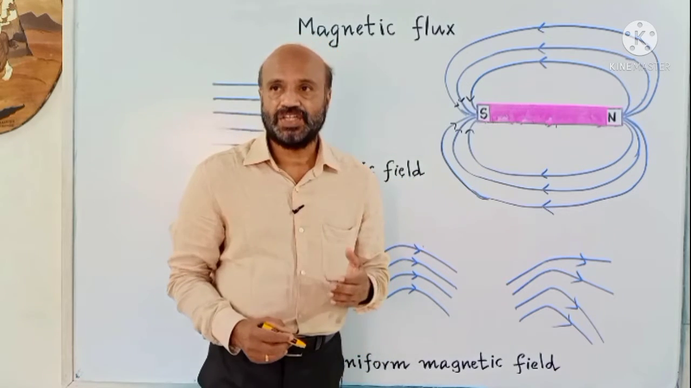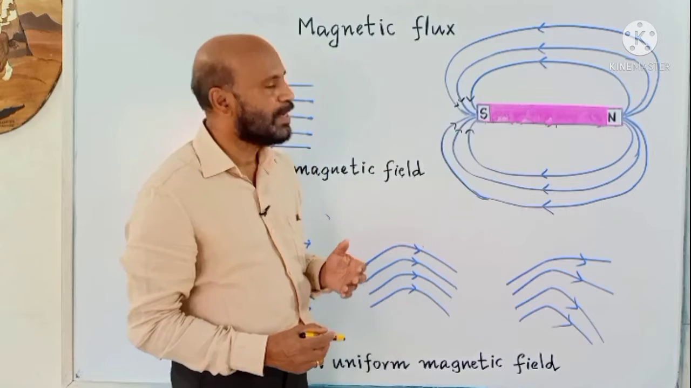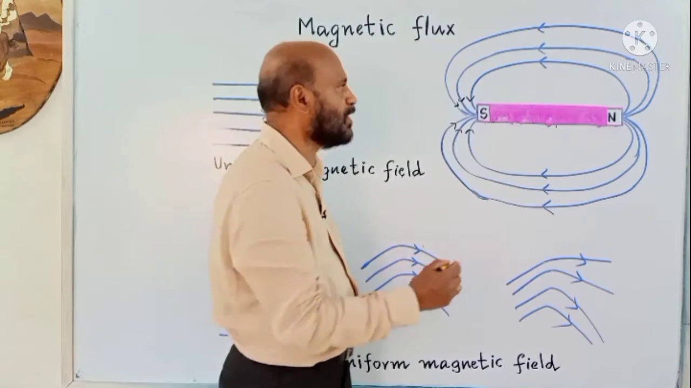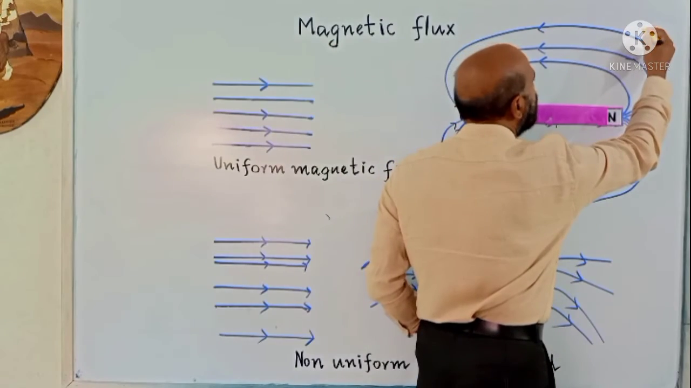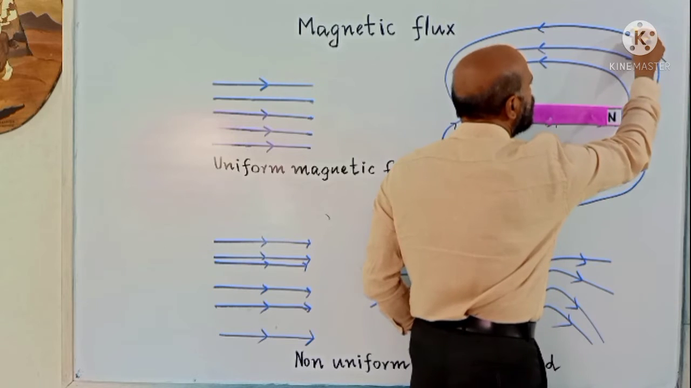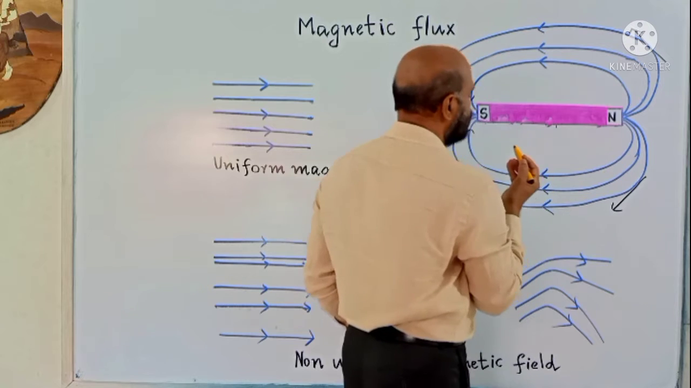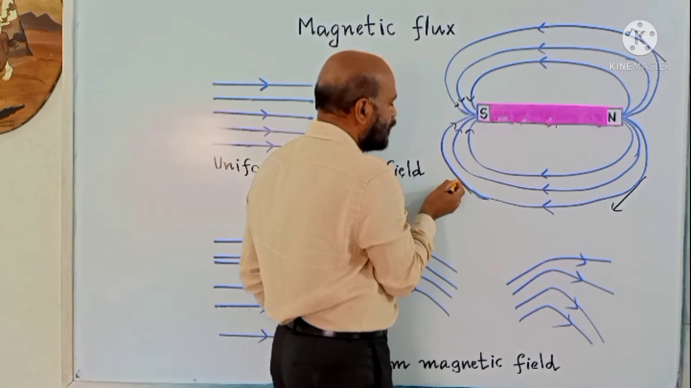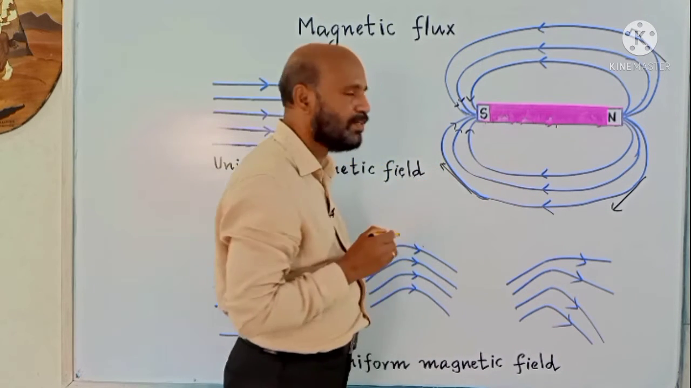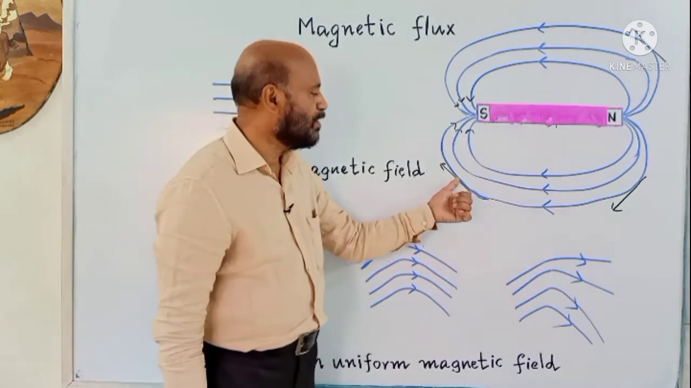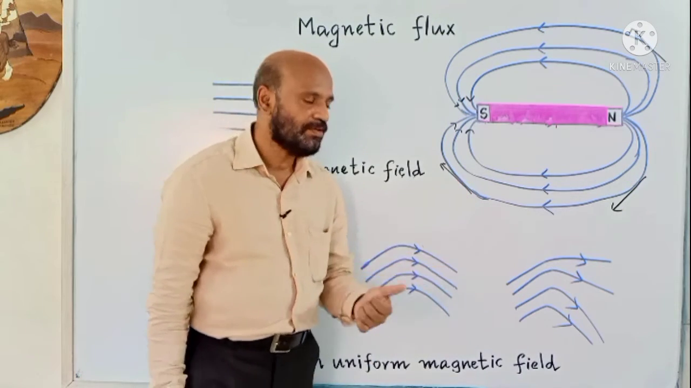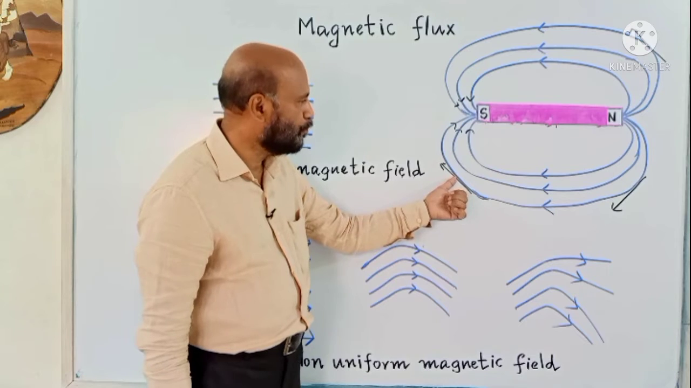Then the direction of the magnetic field at each point is given by the tangent drawn to the line at that particular point. This is the direction of the magnetic field here. Here this is the direction of the magnetic field. Here this is the direction of the magnetic field. So the tangent will give you the direction of the magnetic field.